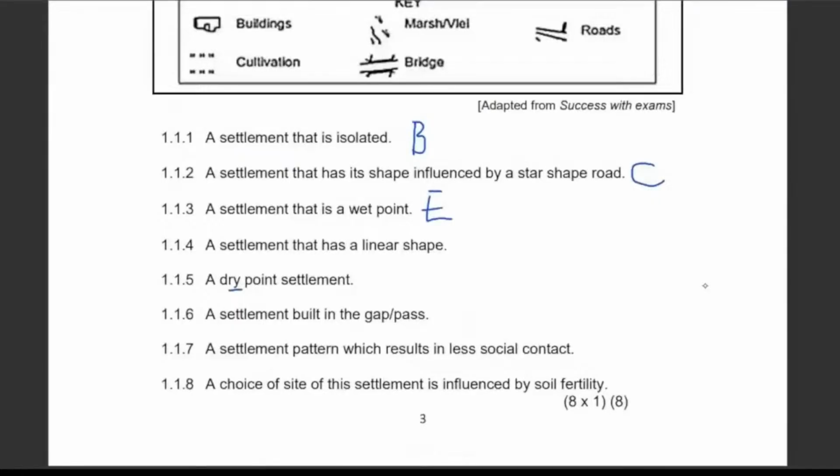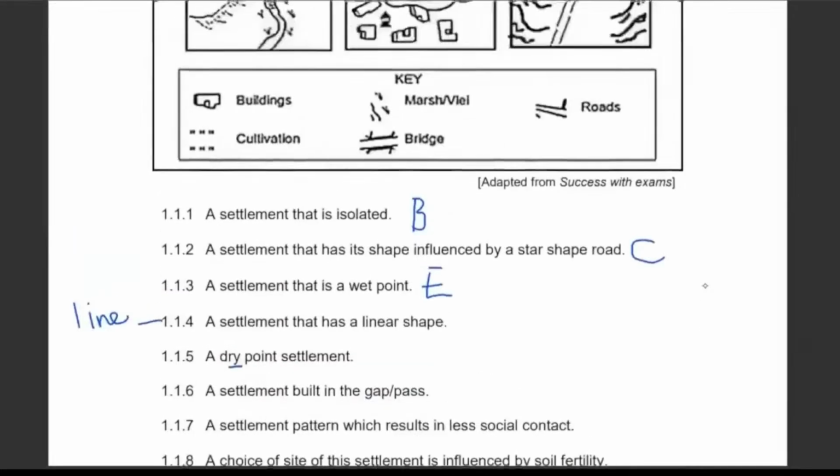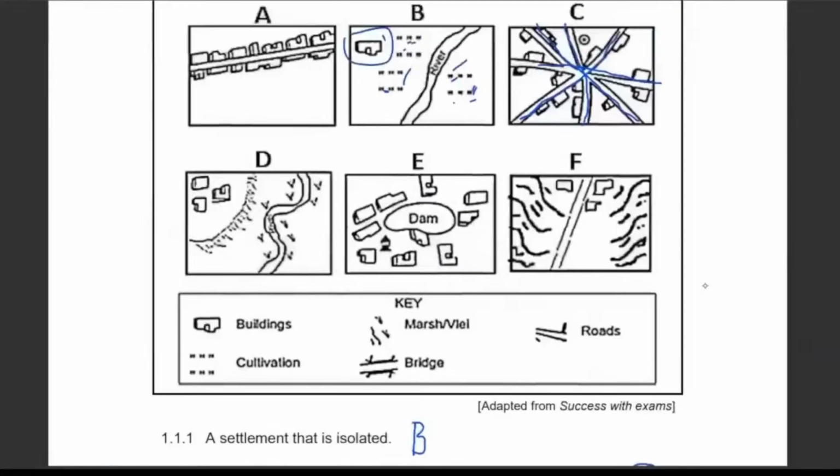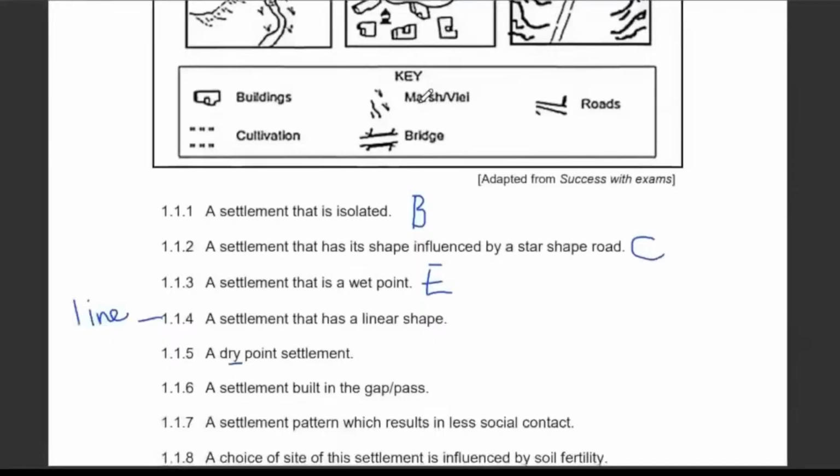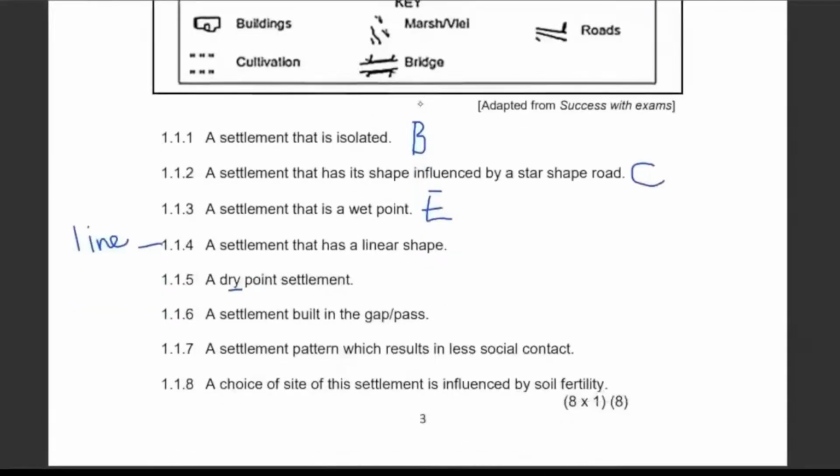Then 1.14, a settlement that has a linear shape. Linear in the sense that we are looking at a settlement that has got a shape of a line. Right. So which settlement resembles a linear or a line? If we check on A, we are seeing that there is this major route in between, and the settlements are in linear form along that route. So it's A for number 1.14.